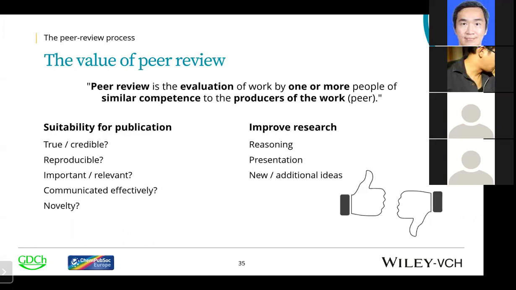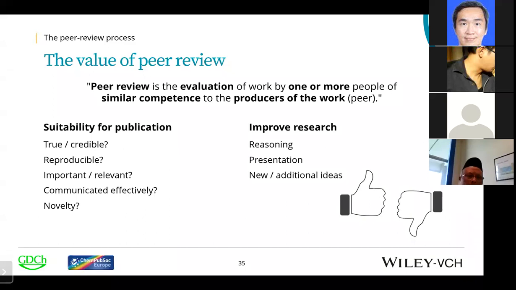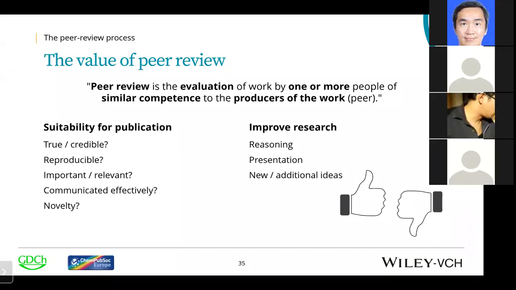And once a manuscript passes the initial appraisal stage, it will go into the peer review part. And peer review is basically the center of research publication. It's the evaluation of work by one or more people of similar competence to the producers of the work, which is another peer. Peer review basically deals with the suitability for publication.